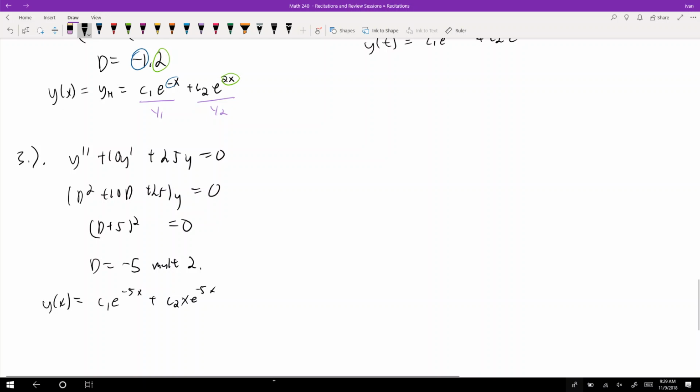So if the multiplicity was 3, would we add an x? Yeah, we would add an x, just to keep it going. I was going to get to that, but we're going to take a little bit of a detour.